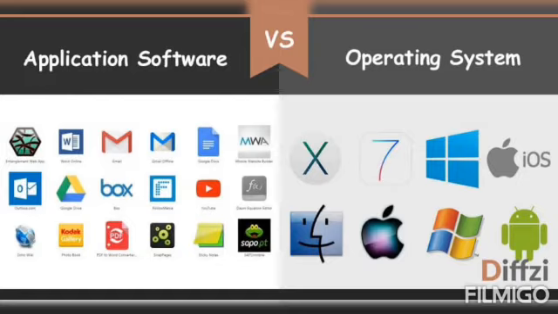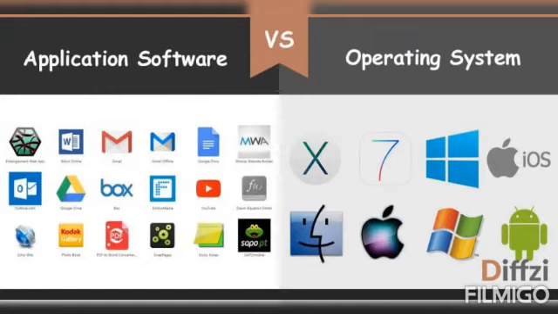When we talk about operating system software, some people call it OS. It is a software that manages the hardware component and the software component of the computer. So it's a software which is responsible for managing the hardware component and that of the software component of the computer. That is basically what the operating system software is.